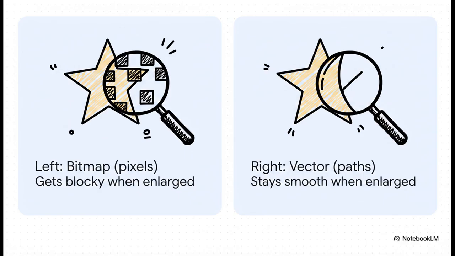Then, on the right, you have Vector mode, which is actually Scratch's default. Vector relies on underlying math to draw shapes. This means you can scale your cartoon characters to be as massive as you want. And those edges, they will always stay perfectly crisp and smooth.